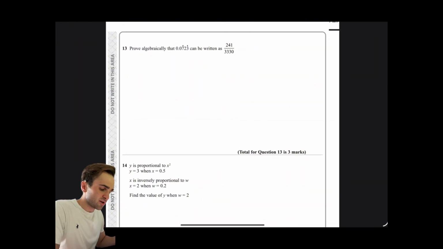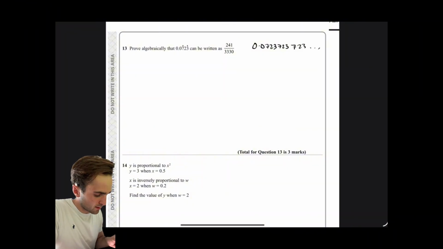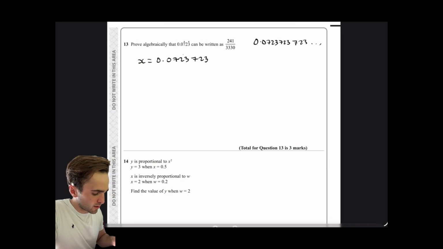That 0.0723 can be written as 241 over 3,330. So 723 is recurring, right? Because 7 recurs and 3 recurs, so everything in between. So this is actually like this, right? So the 723 is going to recur forever. So first we set x equals 0.0723723, for example.